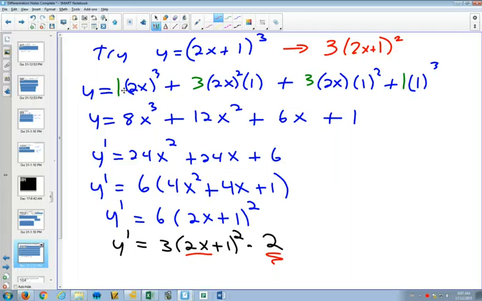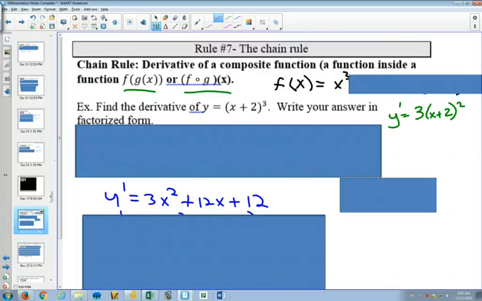Does that fit with why nothing changed the last time? What's the derivative of the inside here? 1. So I guess if we technically put times 1 there, that doesn't change anything. So it seems to fit with a pattern.